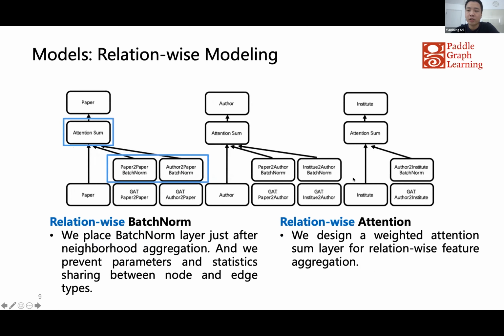Second, we change and place the batch norm layer just before neighborhood aggregation for each relationship, and we prevent parameter sharing for batch norm layers between different relationships, since different relationships should have their own domain scalar model. And we also design a weighted attention sub-layer for relation-wise feature aggregation, since different relation features should have different impact for final prediction.